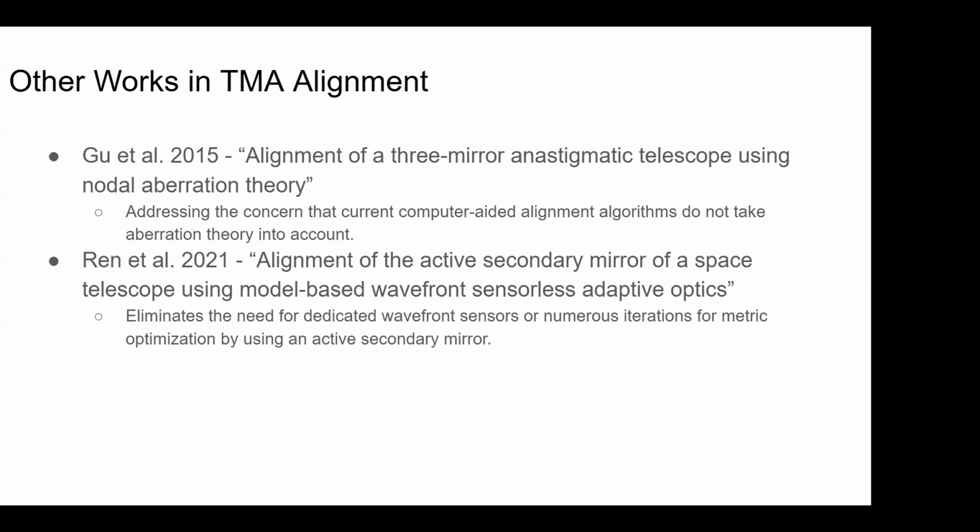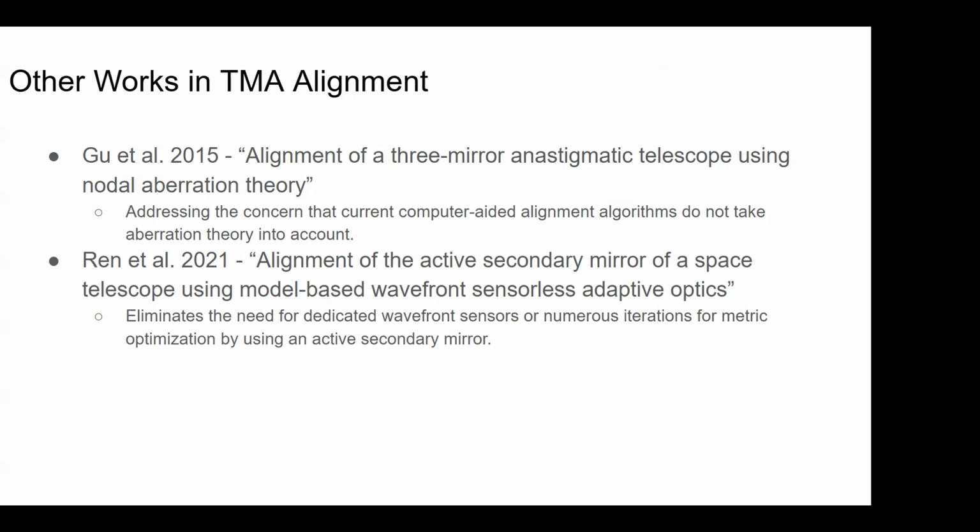So this is some other work in TMA alignment that is being done in simulation. The first one is the alignment of the three-mirror anastigmat using nodal aberration theory. What this paper goes over is addressing the concern that a lot of the computer-simulated algorithms being developed today for this alignment don't take into account aberration theory. So they try to do that using higher order nodal aberration theory correction.